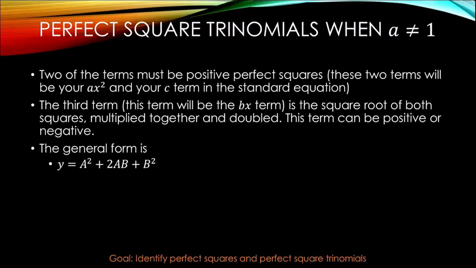So here are the things that are important. Two of the terms must be positive perfect squares. It's going to be your ax squared term and your c term. So typically your first and your last term are positive perfect squares. The third term, your bx term, is the square root of the squares multiplied together and doubled. So this term can be positive or negative. Let's look at an example.